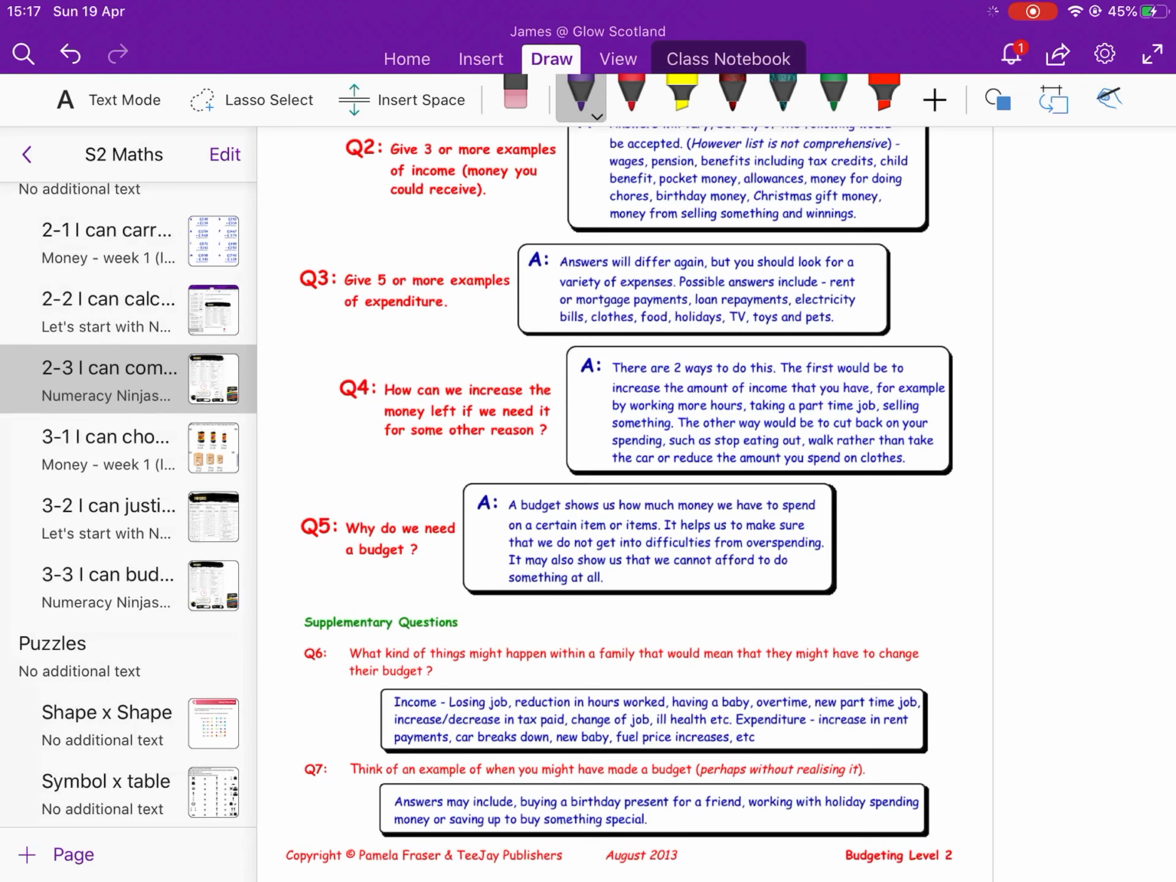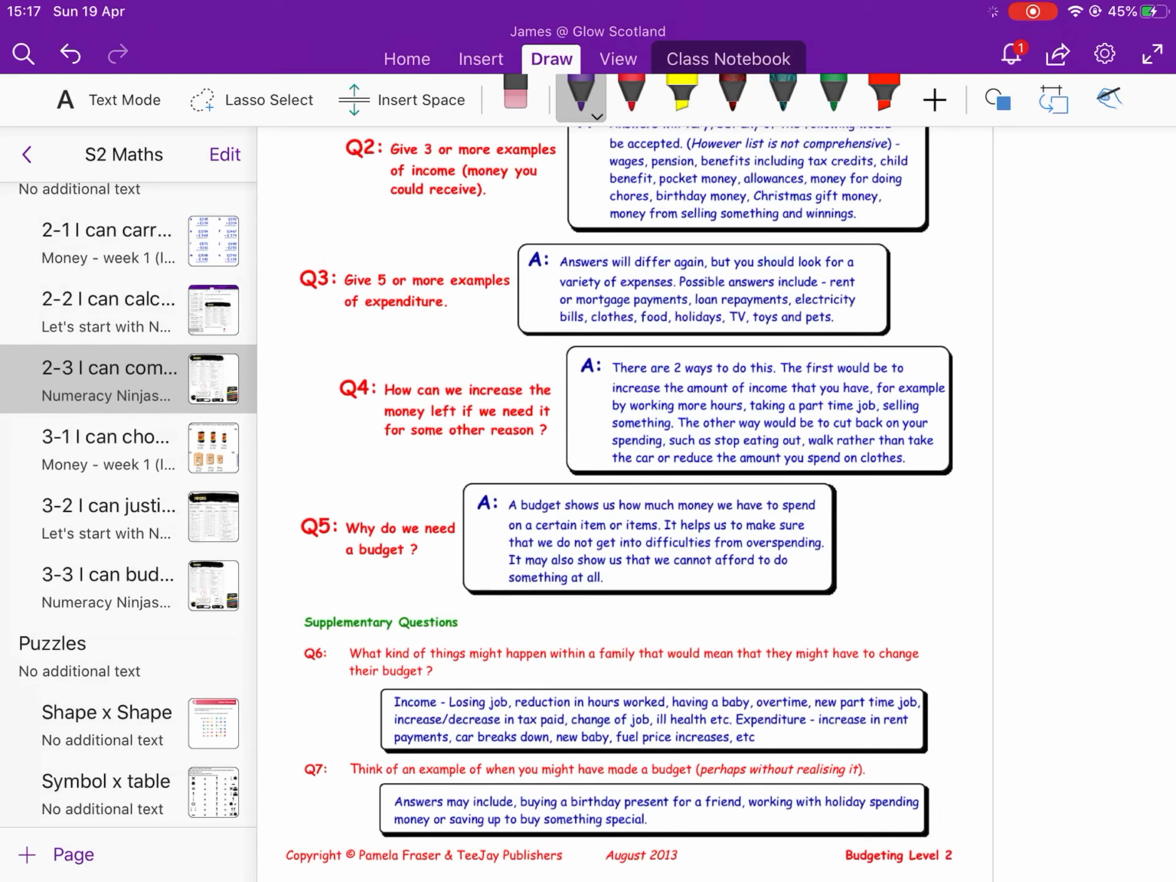And then the second way is to actually cut back on your spending. So reduce your expenditure. So stop eating out and walk rather than taking the car or the bus. Reduce the amount of money you spend on clothes. So 2 ways that we can increase the money that we've got left.